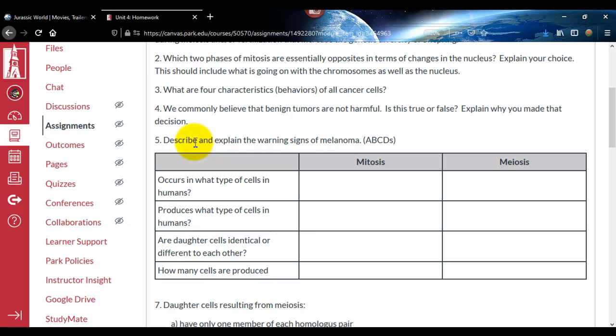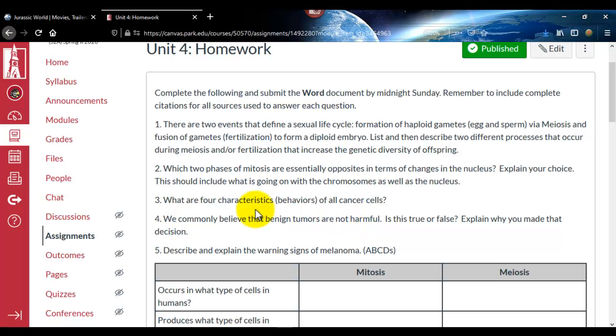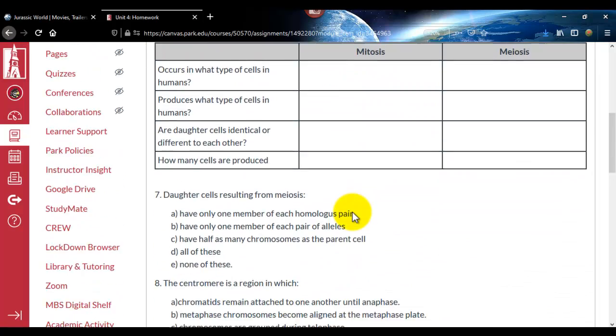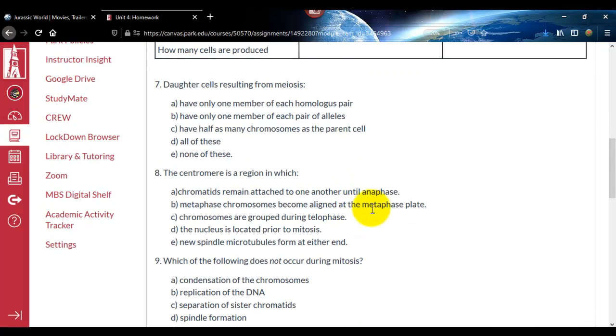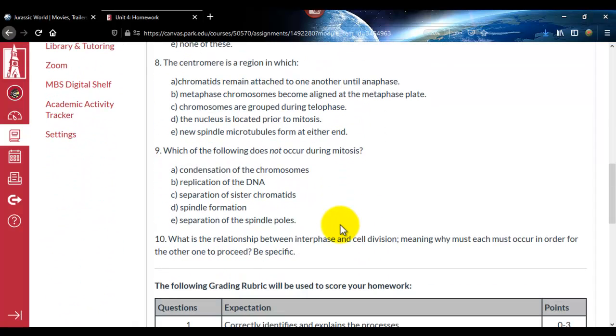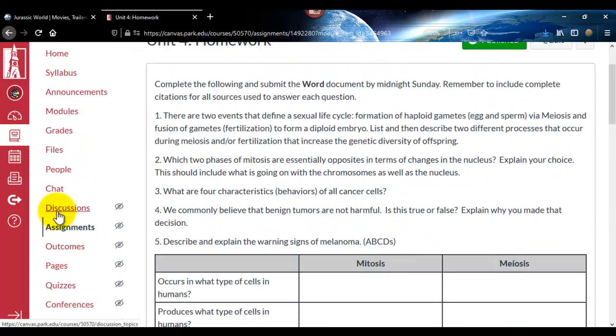And then right here it says, describe and explain the warning signs of melanoma. I gave you that in our outline. It's the section after cancer. But yeah, 4 characteristics of all cancer cells. Well, that's when mass division occurs. Mitosis gets out of control, let's put it that way. Okay, so that's the homework.